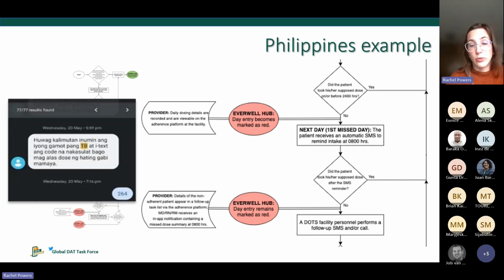And here you have an actual example of that message. So you can see here that this was sent to the client at 6 p.m. It's in Tagalog, but you can see that it's talking about TB, and it says, please text the code. And then it has actually triggered the patient to text the 3-digit code for that day to log their adherence.